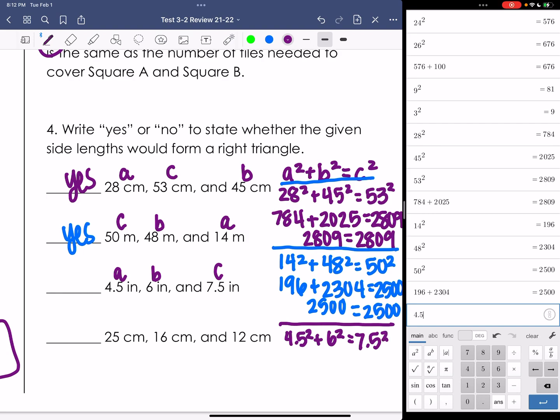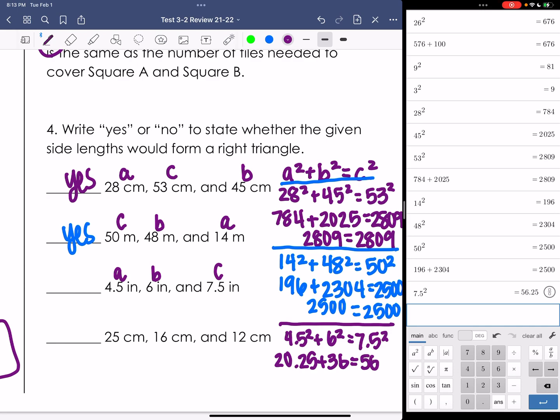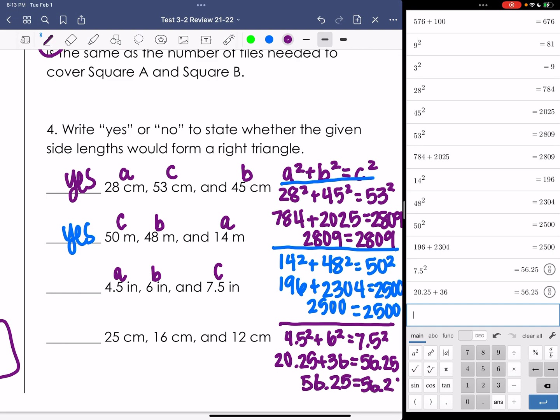So 4.5 squared equals 20.25. I'm going to add 6 squared, which is 36, and this equals 7.5 squared. 7.5 squared equals 56.25. So now I'm going to add together those two sides, 20.25 plus 36 equals 56.25. So here we have 56.25 equals 56.25. So since both sides equal each other, yes, this would be an example of the Pythagorean theorem.